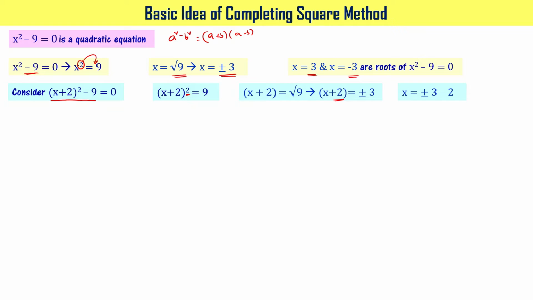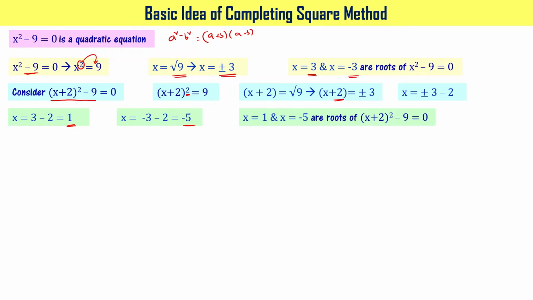I can have two values for x. One is plus 3 minus 2 and other one is minus 3 minus 2, right? Let's take plus 3 so that I can write x equal to plus 3 minus 2, that is equal to 1, right? I can take minus 3 so that I can write x equal to minus 3 minus 2, that is minus 5. It means I have two roots for the given equation. Those are 1 and minus 5, right? As I said earlier, we can transform this equation to a quadratic equation and apply split the middle term method also, right? Let's do that now.